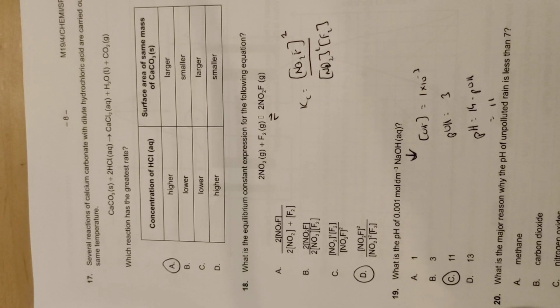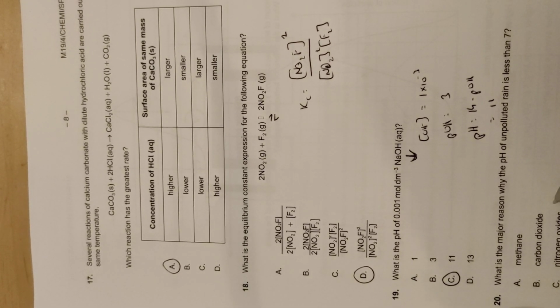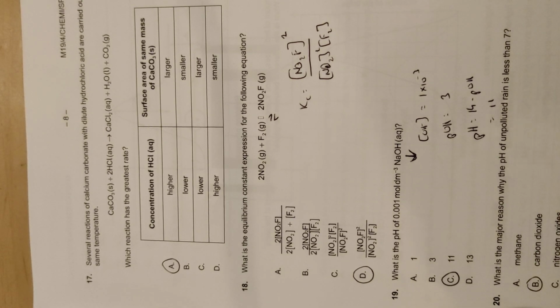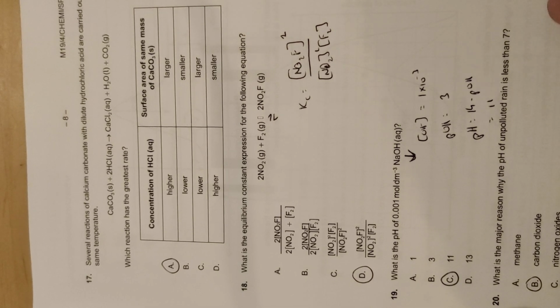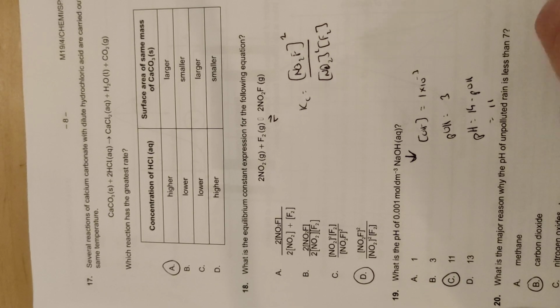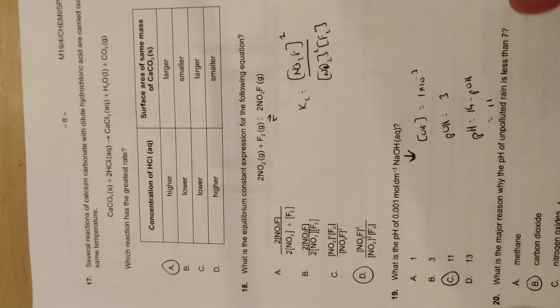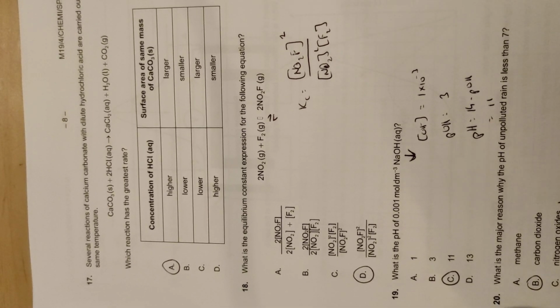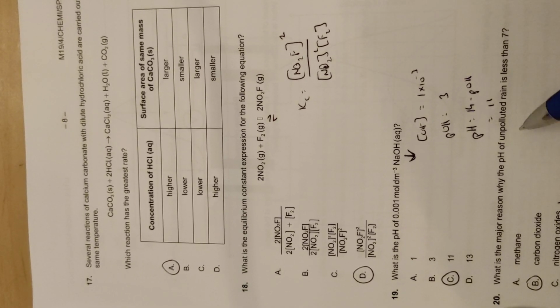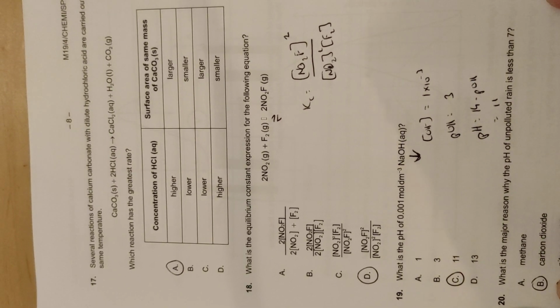What's the major reason why the pH of unpolluted rain is less than 7? That's due to the carbon dioxide in it. So actually, although we don't call it acid rain, it is less than 7 in terms of pH due to dissolved carbon dioxide. These other things here are pollutants, which actually take the pH lower than normal pH of rainwater. But these are pollutant gases, whereas unpolluted rain still has dissolved CO2. Methane doesn't do anything.